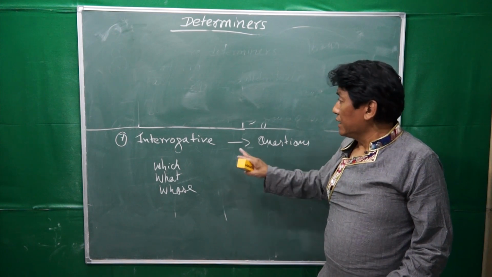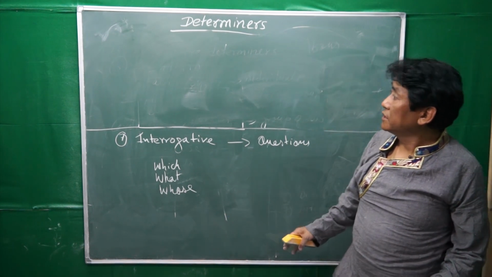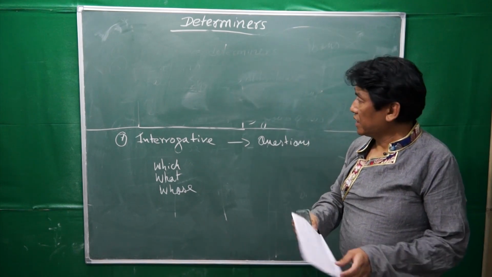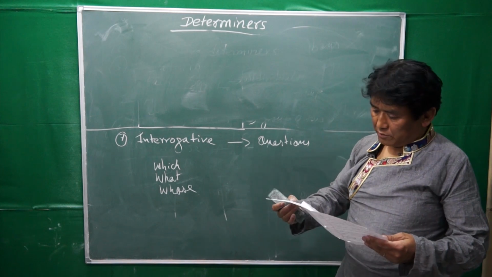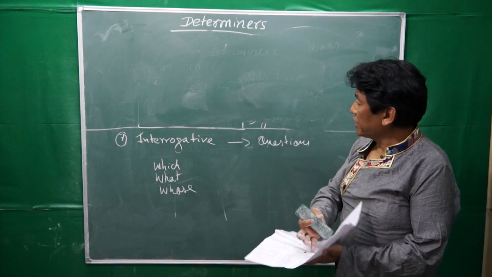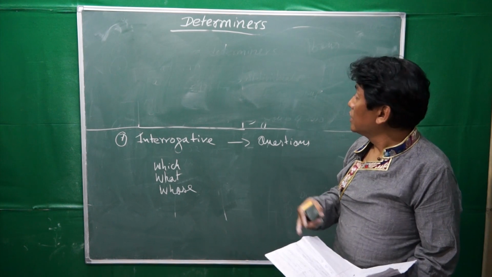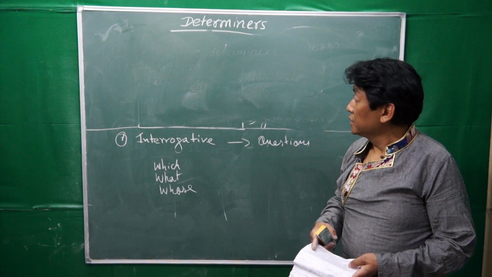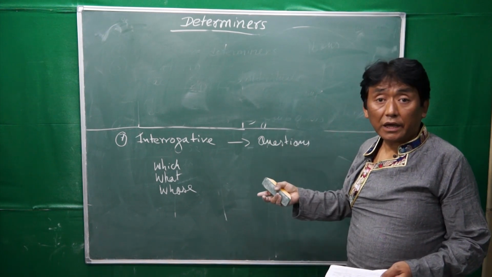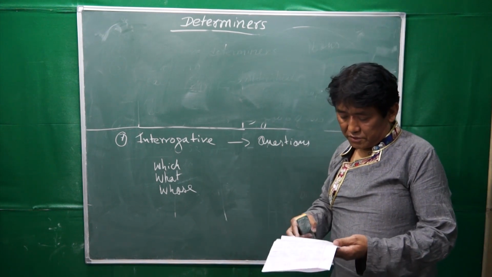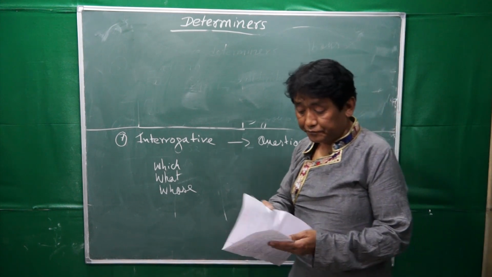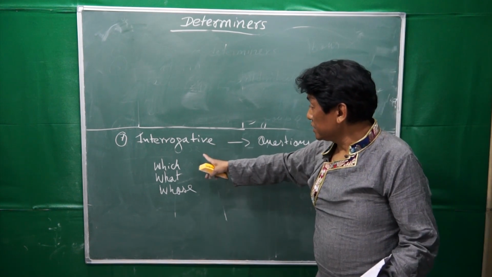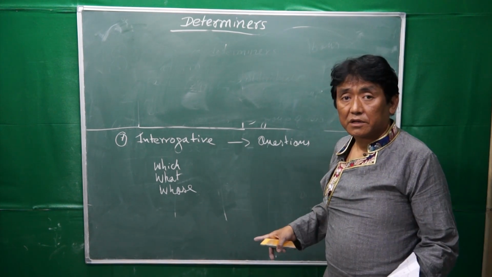All right? Now with this, I have explained 7 types of determiners. Number 1 is, of course, article. Number 2, demonstrative. Number 3, possessive. Number 4, quantifiers. Number 5, numbers, which have ordinal and cardinal numbers. Number 6 is distributive determiners. And the last one is interrogative determiners.